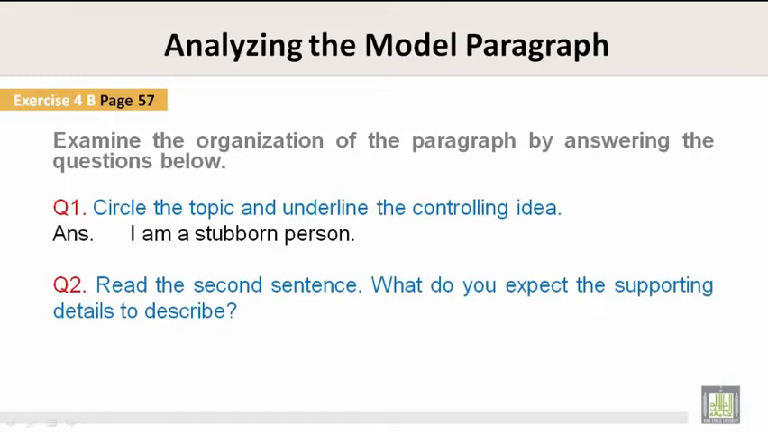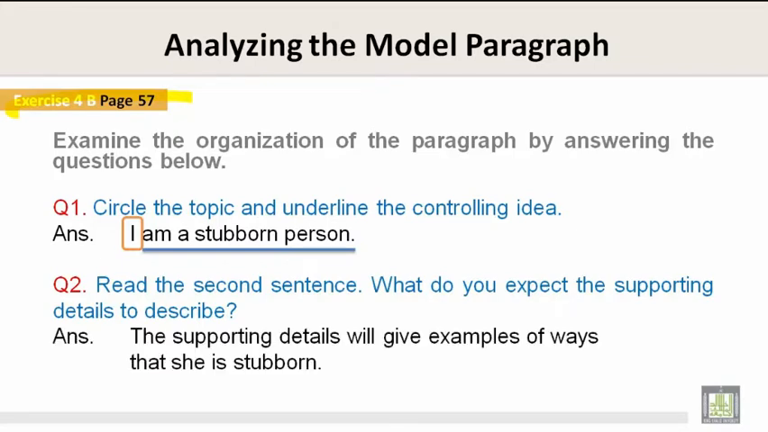Examine the organization of the paragraph by answering the following questions below. Exercise 4B, page 57. Question number 1. Circle the topic and underline the controlling idea. As we can see, the answer is I am a stubborn person. But what is the topic? It is I. And what is the controlling idea? Am a stubborn person. Question 2. Read the second sentence. What do you expect the supporting details to describe? The supporting details will give examples of ways that she is stubborn.